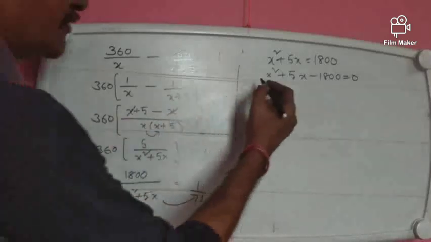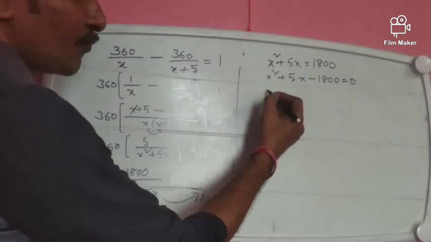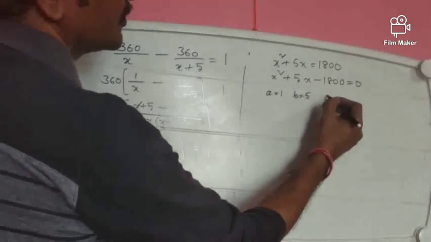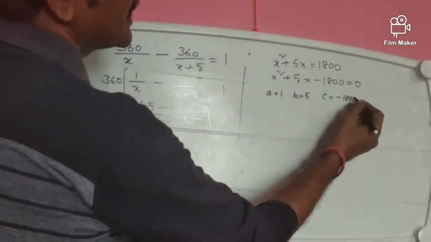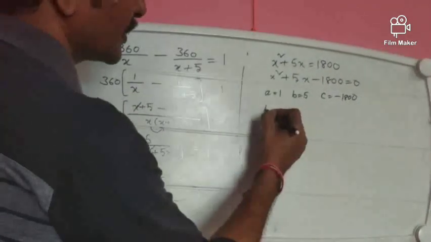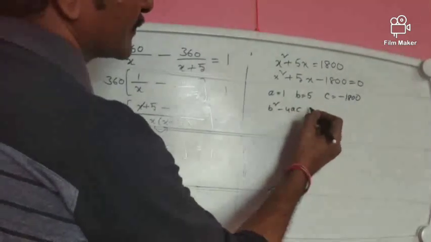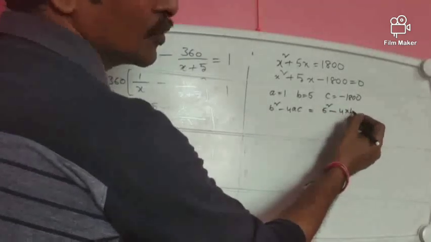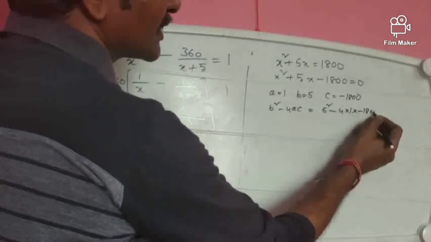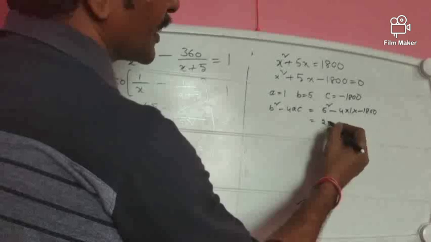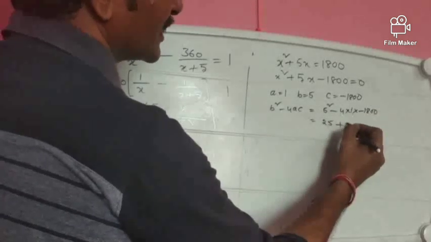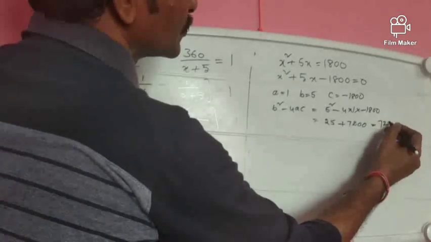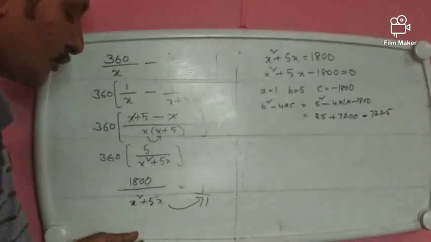So now I will solve this problem by the quadratic formula. A is equal to 1, B is equal to 5, C is equal to minus 1800. Now I am finding B square minus 4AC. What is B square? 5 square minus 4 into 1 into minus 1800. So 5 square is 25 plus 4 into 1800, which is 7200. So finally its value is 7225.